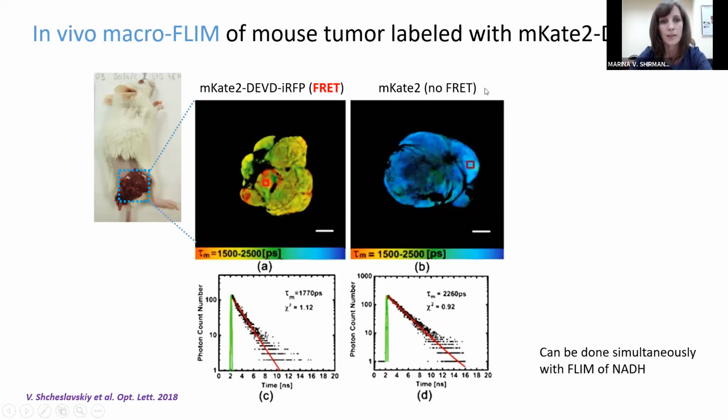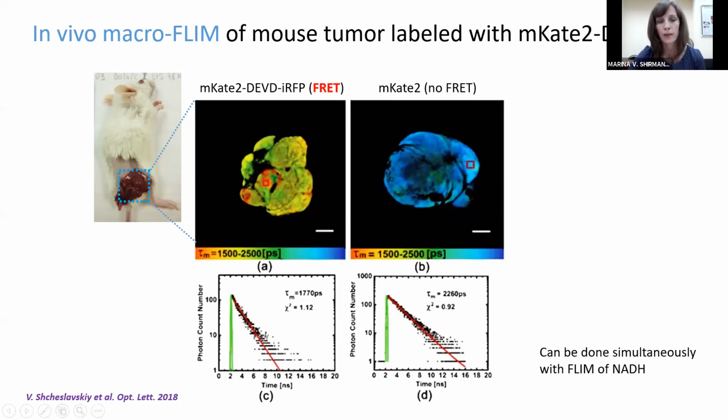But this is just an example. In practice, when you induce apoptosis in a tumor, you can never see such a situation when no FRET occurs, because the fraction, the population of apoptotic cells is relatively small even after anti-cancer treatment.